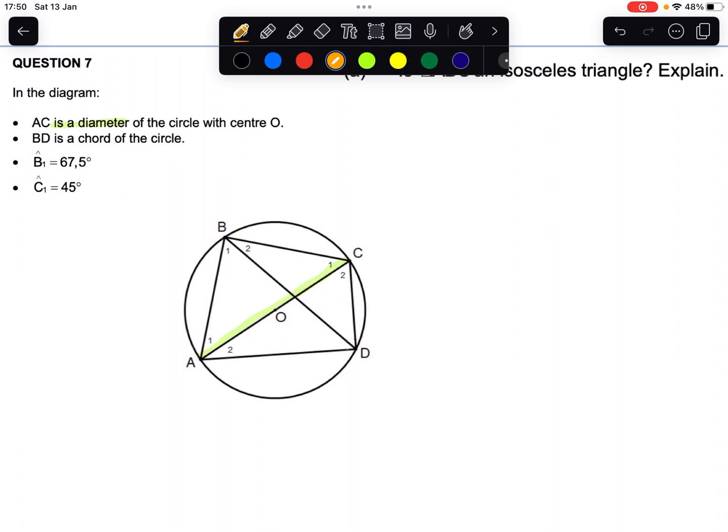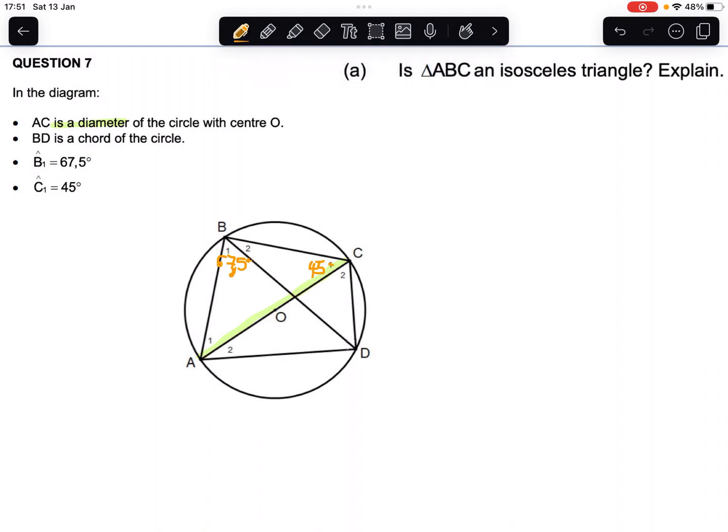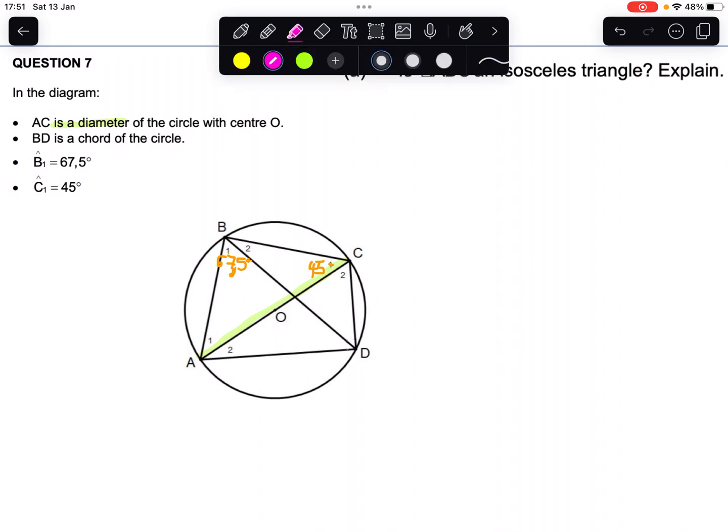So I'm just going to fill that in. That is 67.5 degrees. And C1 is 45 degrees. And then the question we are asked is: is triangle ABC an isosceles triangle? So it's just ABC, this guy. Is that an isosceles triangle?